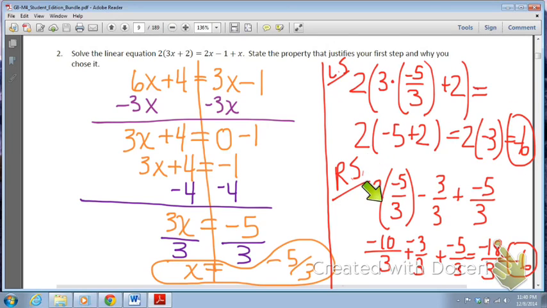And then when I plug negative 5/3 in here, I get 2 times negative 5/3 minus 1, which I'm writing as 3/3, plus negative 5/3. And this all straightens out to negative 6. So the left side equals the right side. So x equals negative 5/3 is a solution to this equation.